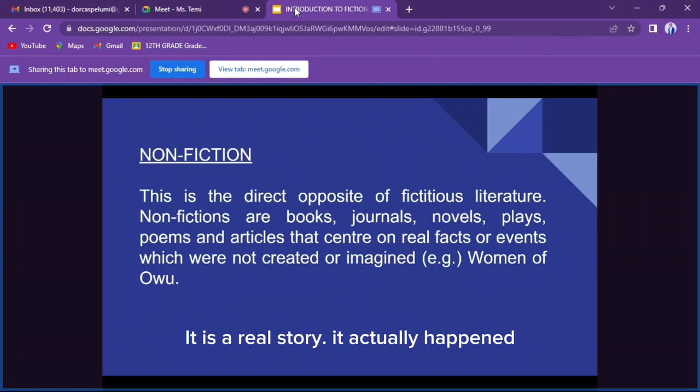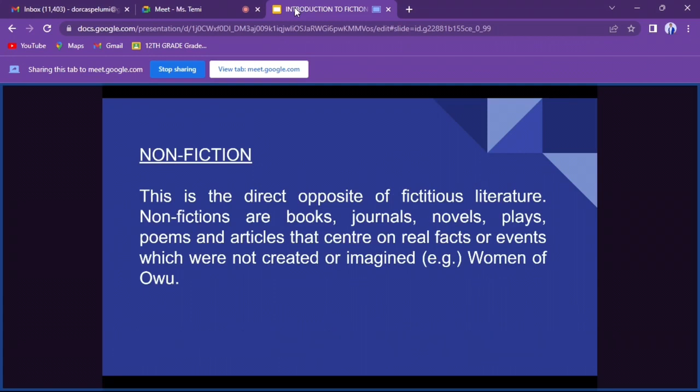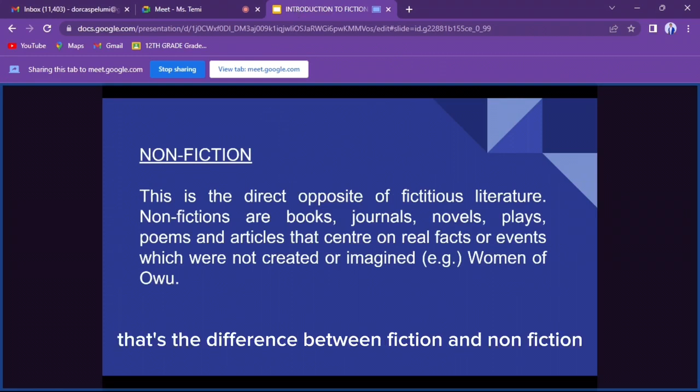It actually happened. That's to do with the kind of war that eliminated a particular town, and then there was revenge and all of that. So it is a real story that actually happened in one of the Yoruba lands. Alright, so it is real, it is true. So these are articles, journals, books, plays, poems that are actually centered on real facts and events. They actually happened, so they were penned down. Alright, so that's the difference between fiction and non-fiction.